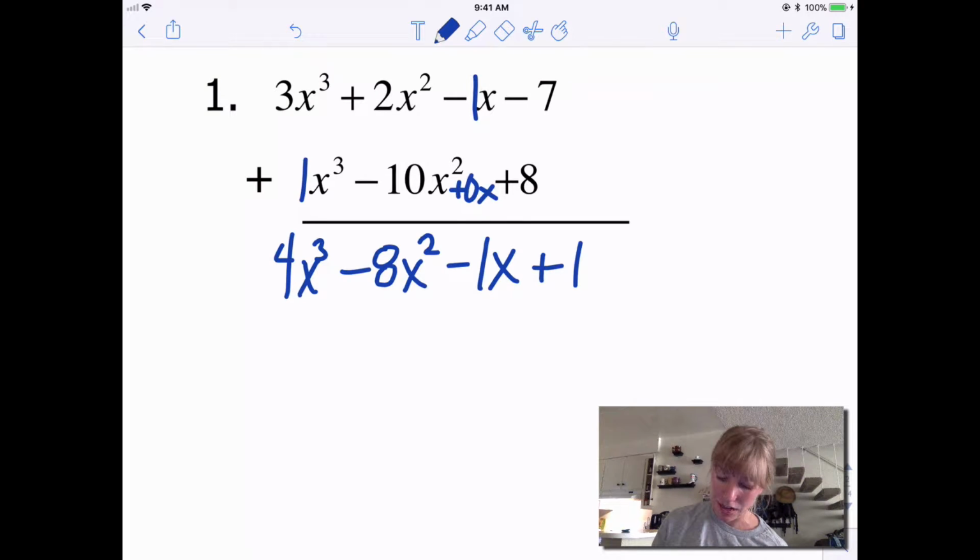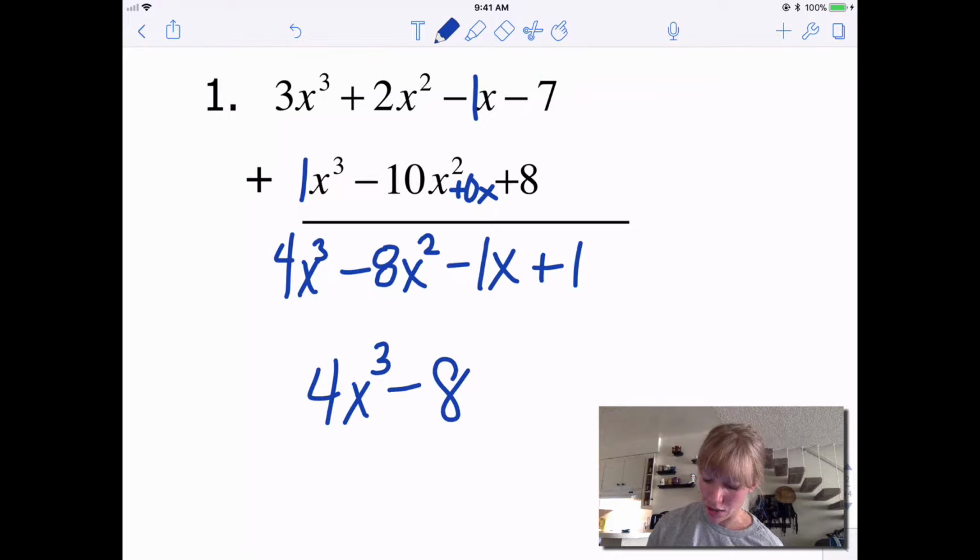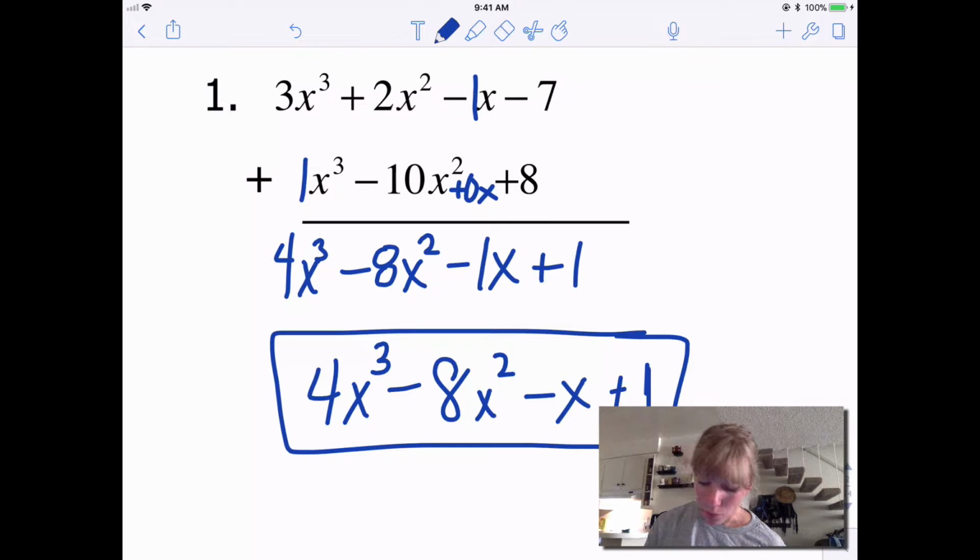I would take that. If you have a 1 in front of a variable, we know that 1 times anything is just that thing. So I can really write this as 4x cubed minus 8x squared minus x, because 1 times x is x, plus 1. What you will see is that when you write polynomials, we write in descending order. So here our cubed term is first, then our squared term, then our x to the first term, and then our constant term.